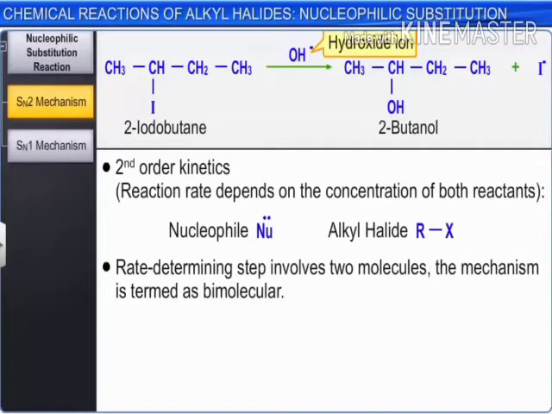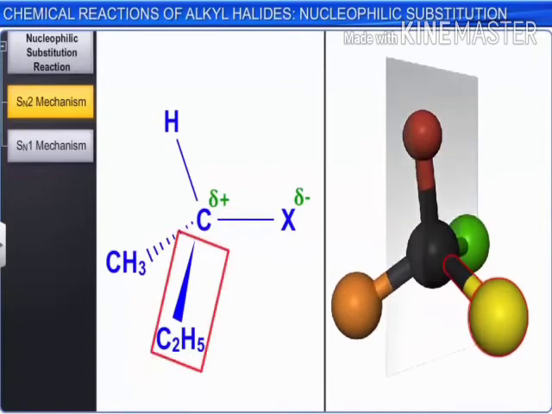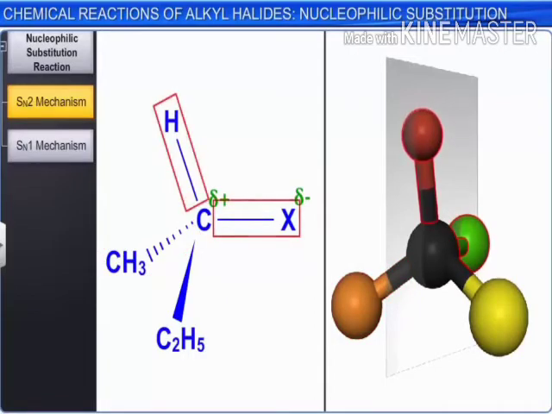This reaction occurs in a single step and does not involve any intermediate. Take note of the three-dimensional arrangement of the atoms around the carbon in the alkyl halide. The solid wedge is used to show the bonds coming out of the plane of the screen. The dashed lines show bonds going down the plane of the screen, while the straight lines represent the bonds in the plane of the screen.